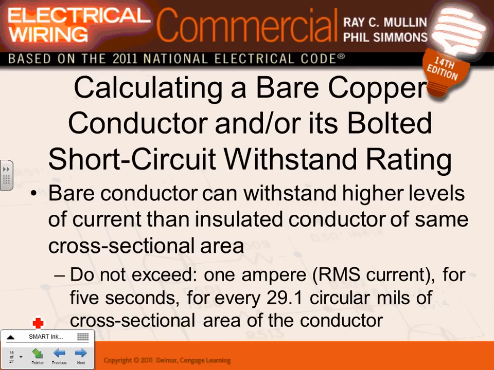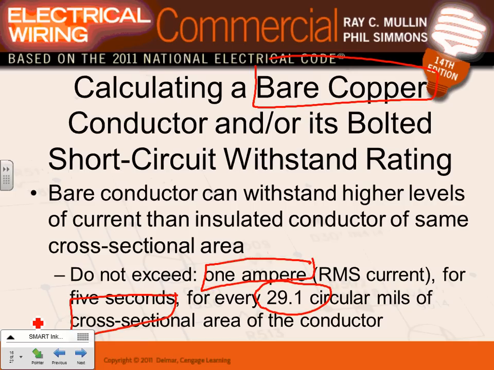If your conductor is bare, I want to emphasize, it's a bare copper. They allow you to have 1 amp, and you can see you have 1 amp for 5 seconds, which is typically 5 seconds, for every 29.1 circular mil. So what the heck does that mean? Give me a conductor that's a bare conductor. Let's say, I don't know if they make a bare conductor 500 kcm. Let's just say they make a bare conductor 500 kcm. I'm sure they do for grounding.